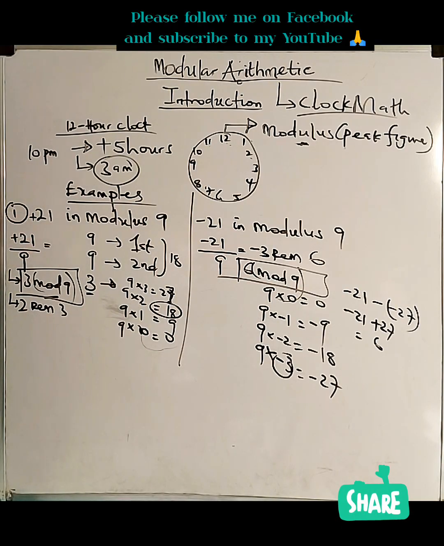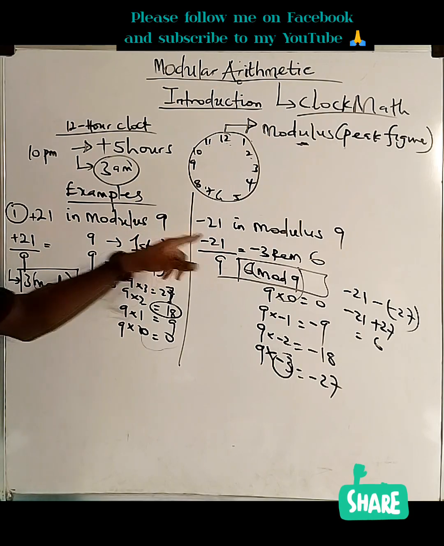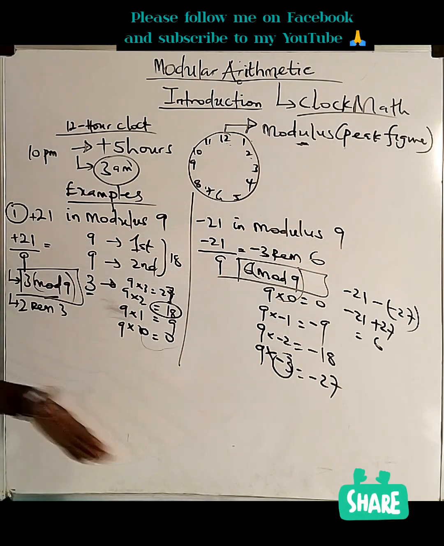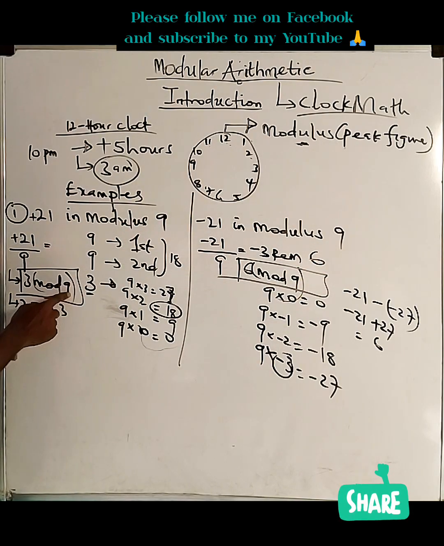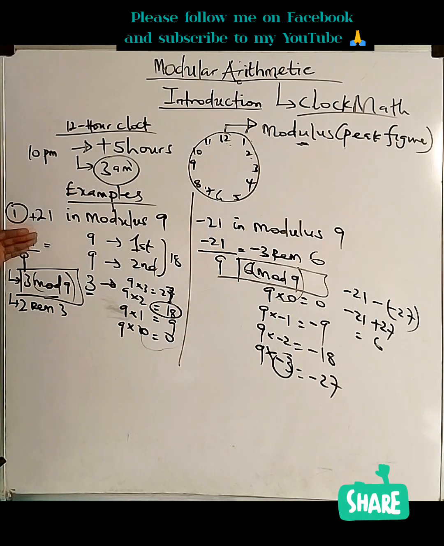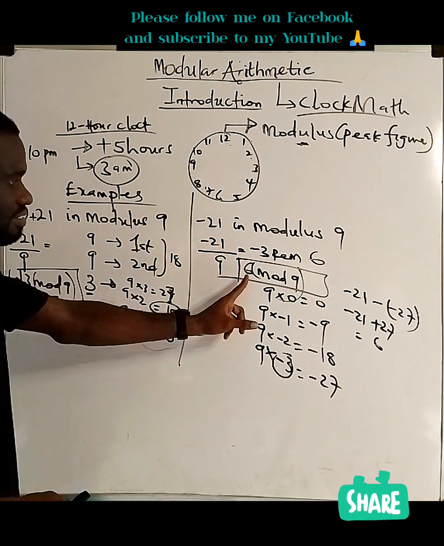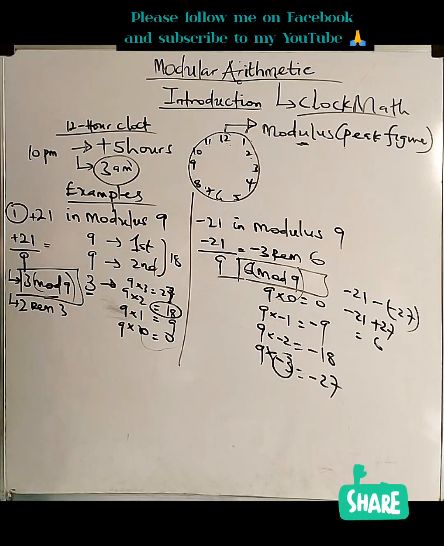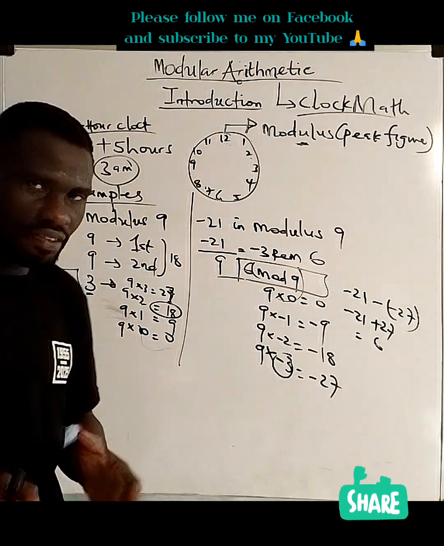So if I have plus 21 written in modulo 9, then minus 21 written in modulo 9 is the same as using the modulus, the major divisor, the peak figure. We take away the remainder from the peak figure, and you get our answer immediately. So 3 modulo 9 for plus 21, and for minus 21 it is 6 modulo 9. It's as simple as ABC.